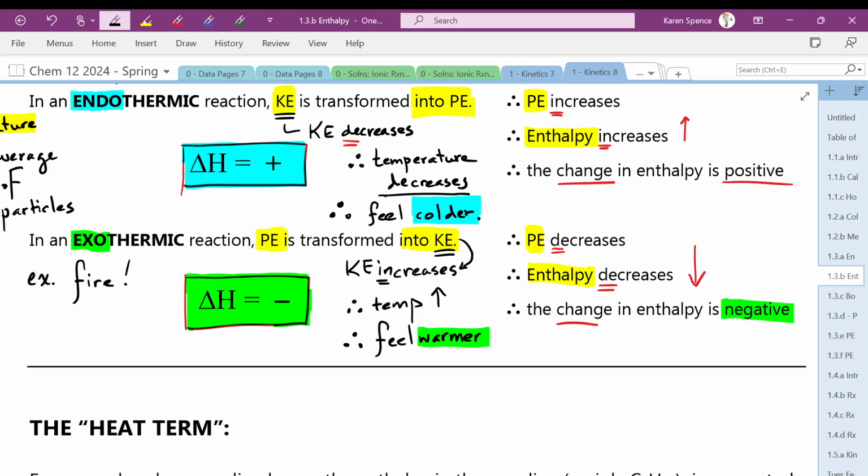Those would be endothermic, but a lot of endothermic reactions actually require an input of heat because you need that kinetic energy to go in to transform into the potential energy. So like cooking an egg is endothermic. And you're thinking, hey, when I cook an egg, it feels warm. But is it the actual cooking of the egg making it warm?